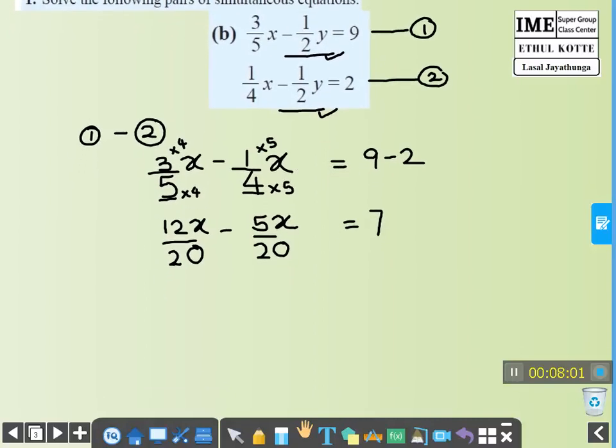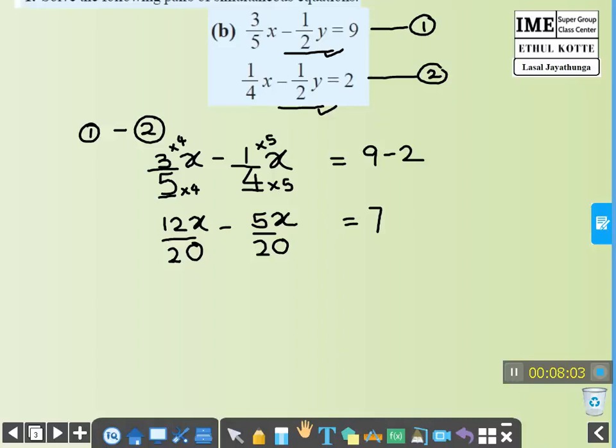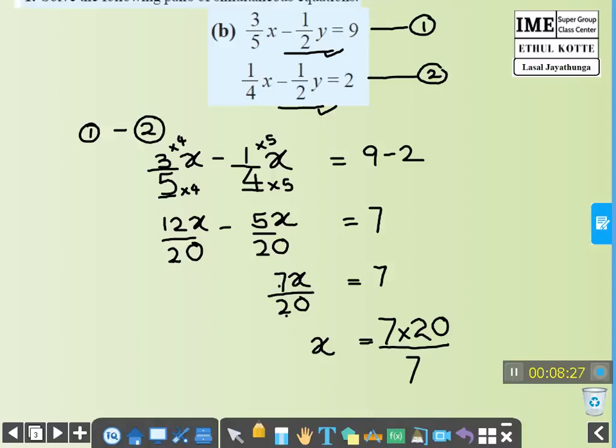Right. Further we'll simplify this. It's common denominator 20. So when you simplify the numerators, 7x over 20 equals 7. To obtain x, take 20 to the other side. 7 times 20, take 7 to the other side, divide by 7. 7 and 7 cancel, x equals 20. X equals 20. Right.